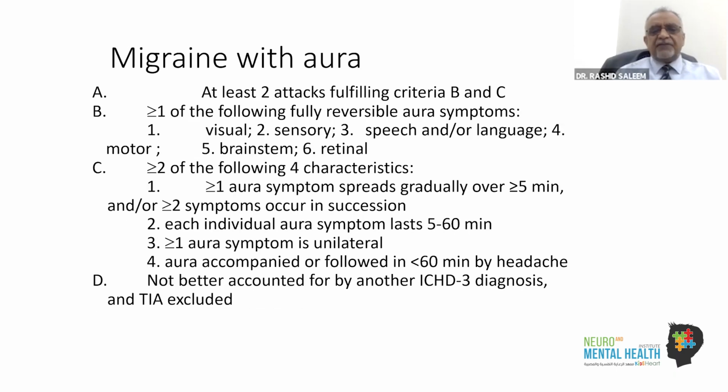With aura, I will leave the details there, but with aura, you need only 2 attacks instead of 5 attacks. And then there can be an aura, which can be visual, or more than one: visual, sensory, motor, language, retinal, or brainstem type of aura can be there. So the number of attacks matters here.